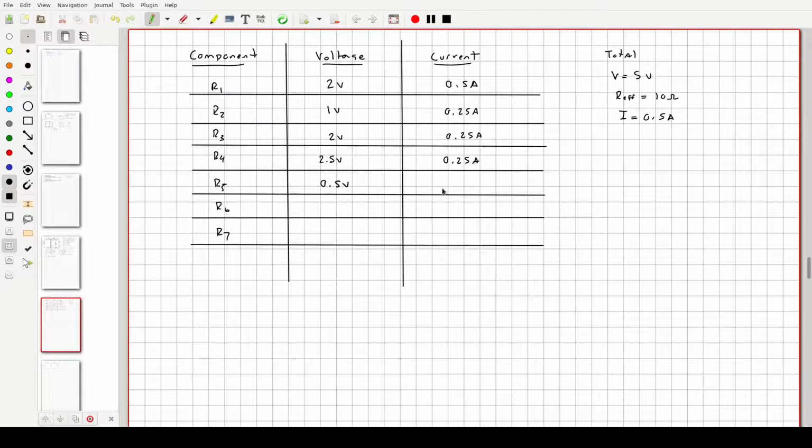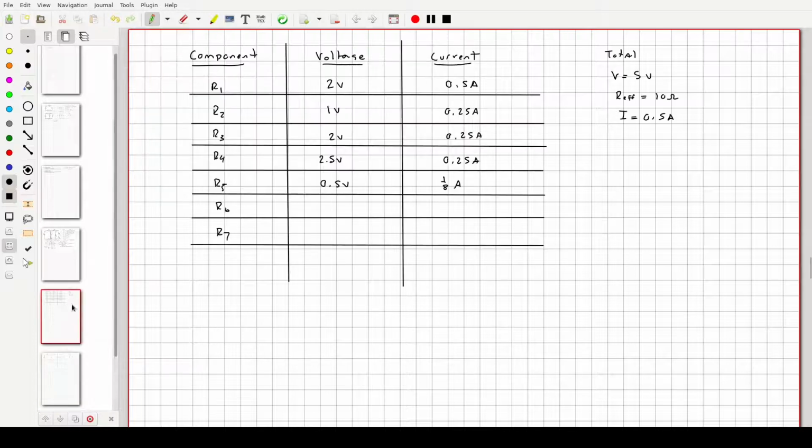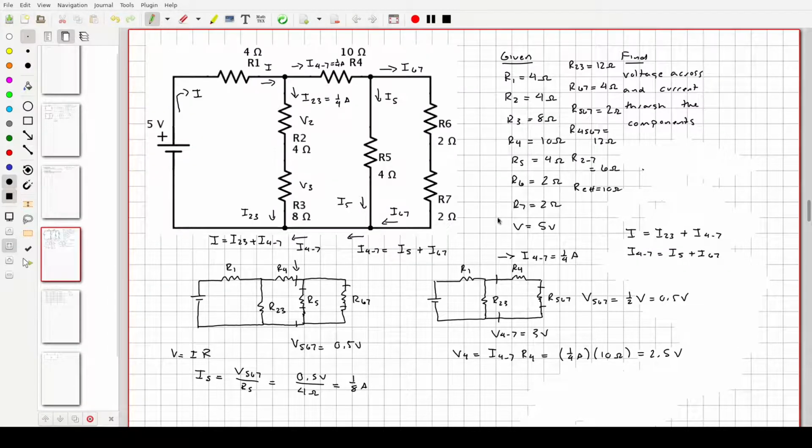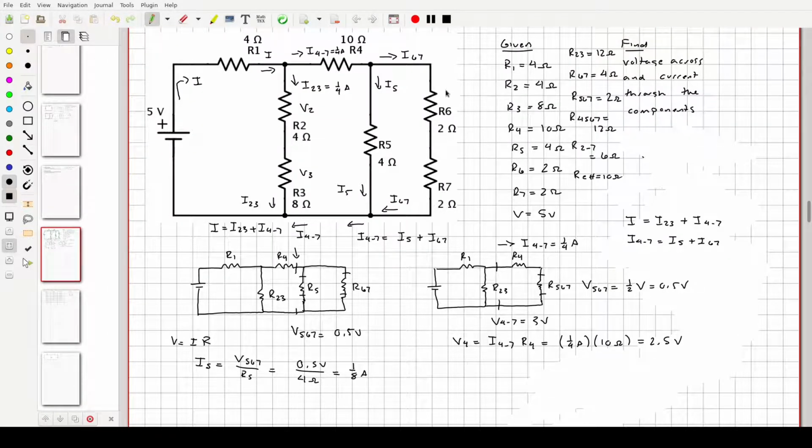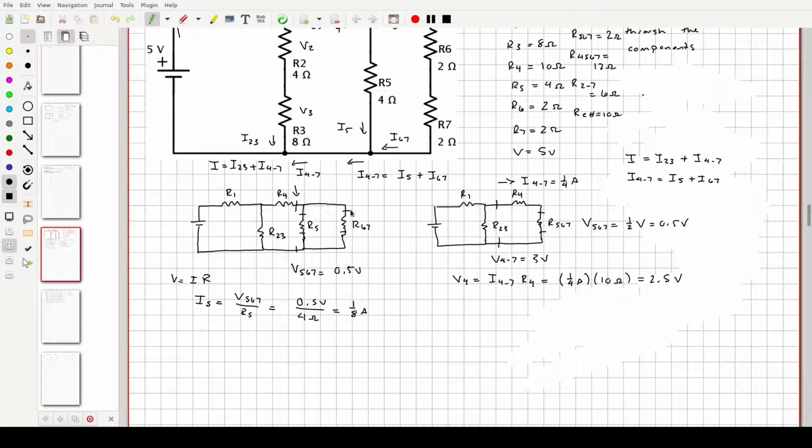Half of a volt, 1/8 of an amp. And that leaves us just 6 and 7. Whoops. 6 and 7, as you can see here, are in series with each other. And so we have voltage that goes across them, the same voltage as over here. So the voltage, we'll call it V67, is half of a volt as well.